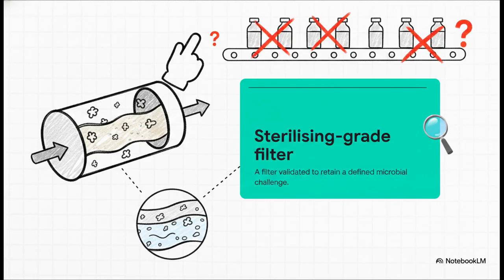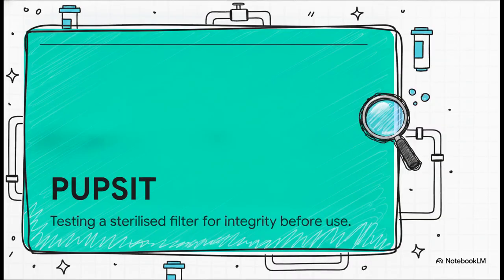Why? Because you can't test the sterility of every single unit produced. You're relying entirely on the integrity of that tiny filter membrane. Enter PUPSIT, which stands for Pre-Use Post-Sterilization Integrity Test. Simply put, it's testing a sterilized filter for its physical integrity before you use it.